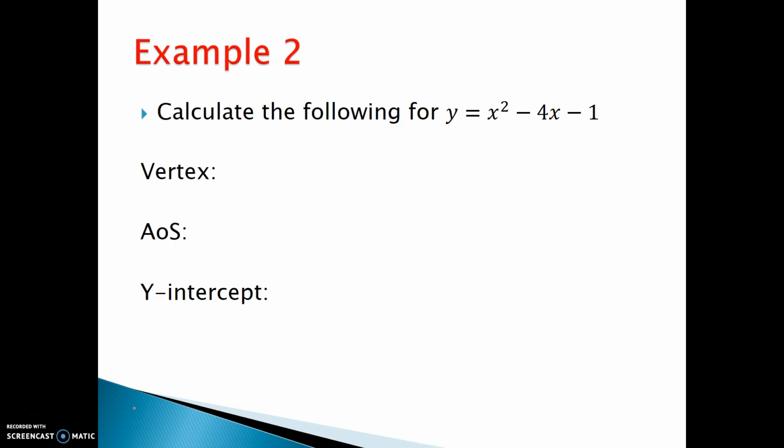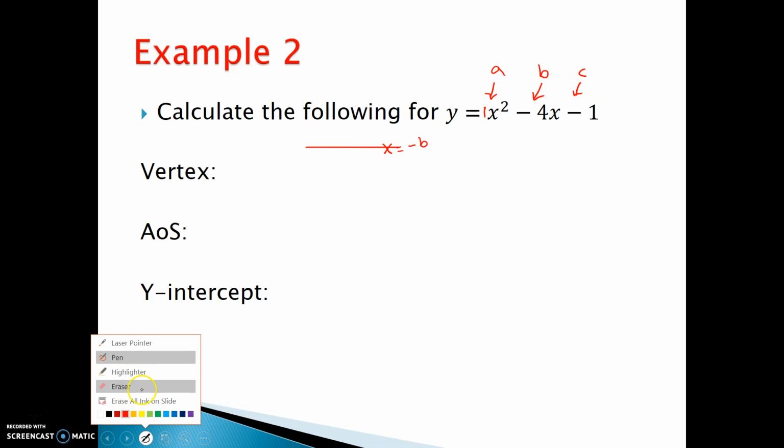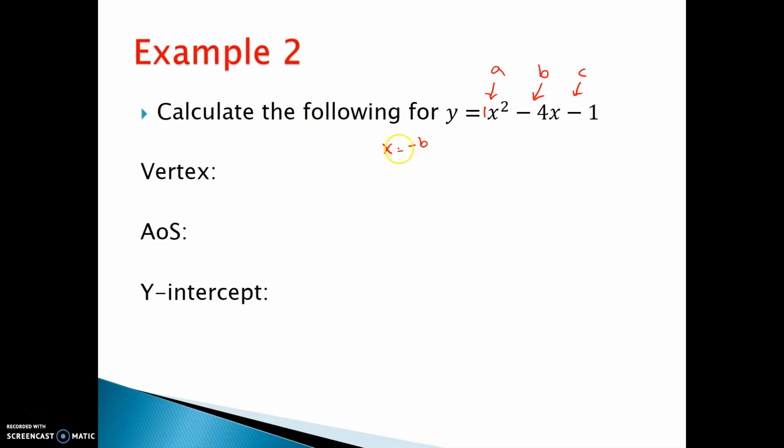All right, so here we go. Example 2. Again, I need to calculate the vertex, axis of symmetry, and the y-intercept. So let's do that one more time. My a value here is going to be that imaginary 1. My b is going to be negative 4, and my c is going to be negative 1. All right, so again, we're going to use that part of the formula. x equals negative b over 2a.